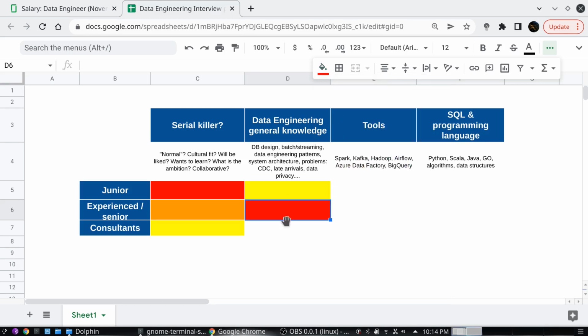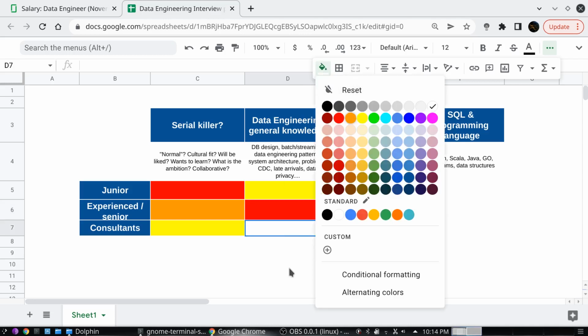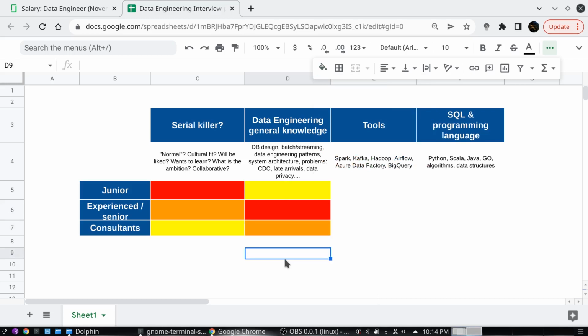They will also be contributing a lot to data architecture in the company, so they really need to be so good. When it's about the consultant, then of course they need to be experienced, but they will not be architects. They usually are hired to solve a specific problem, so they don't need to have a broad understanding of the architecture and different data engineering problems.